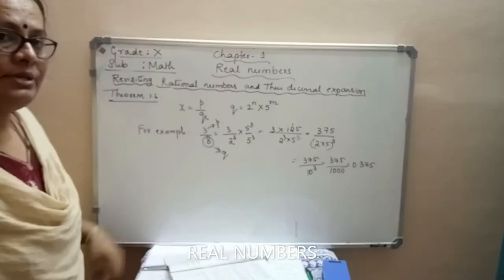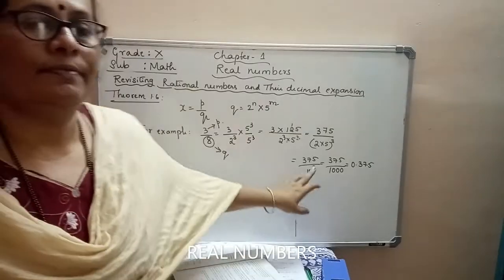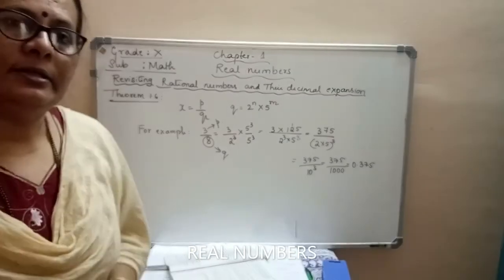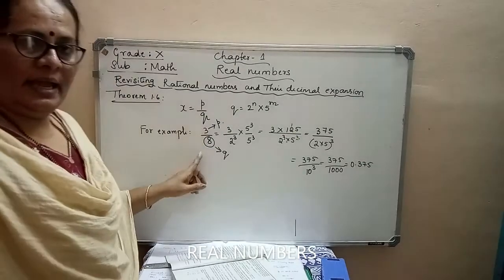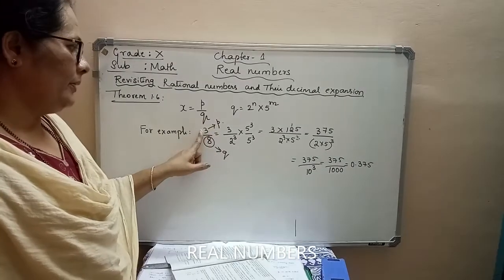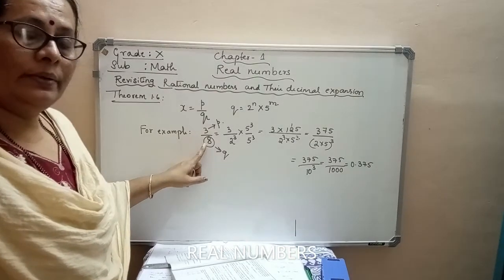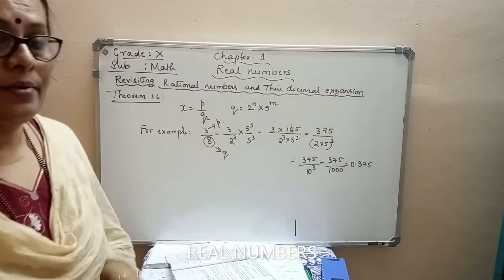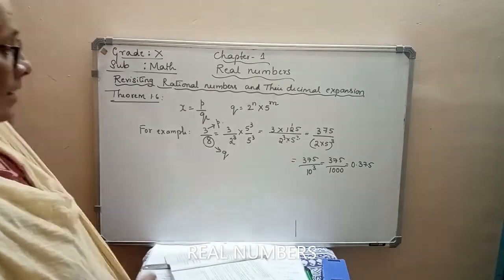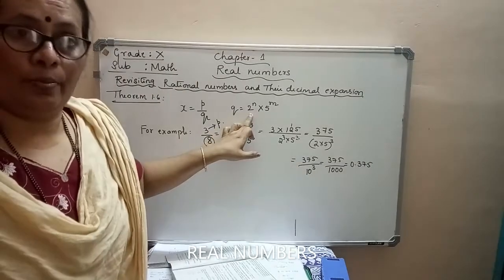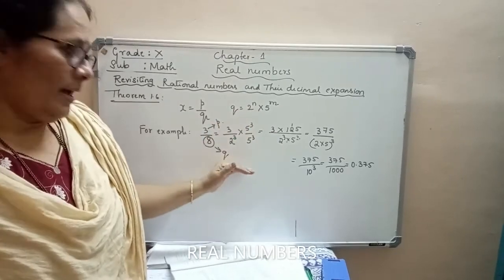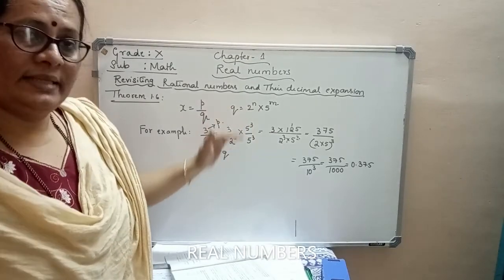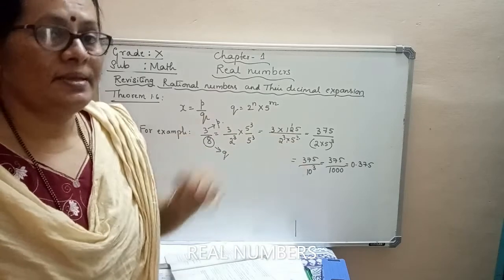So without division we can write the decimal form of this rational number. See here, 3 by 8. So here p is equal to 3, q is equal to 8. Now we have to check whether we can write this denominator in the form 2 to the power n into 5 to the power m or not. To write this, you have to multiply by 5 or 2 on both sides and then simplify.